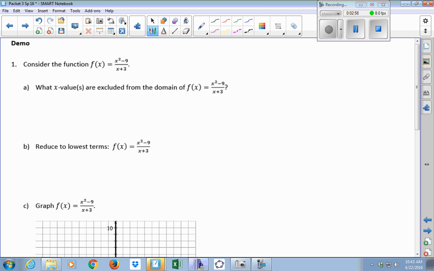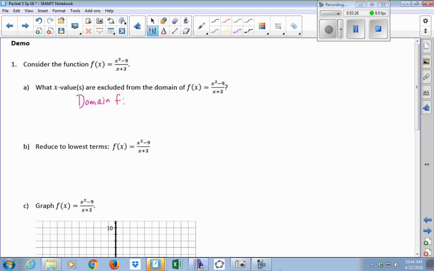Okay, so here's a rational function. What values are excluded from the domain of f of x? What value or values are excluded from the domain? If I asked you for the domain of this function, what would you tell me is the domain of that function? Everything but negative 3, okay? Your excluded value is not the domain.